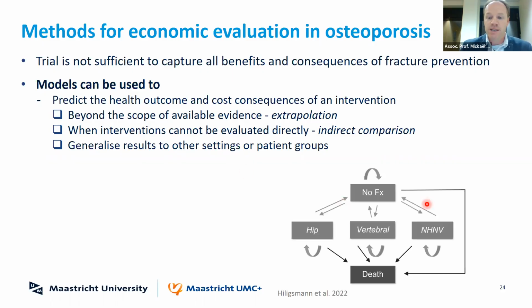And in this figure, you see typically an example of an economic model where we will simulate the number of fractures we get in the population. Thus, we typically start with no fracture at the current state, and patient would get a hip fracture, a vertebral fracture, or non-hip, non-vertebral fracture, or could die during the process.